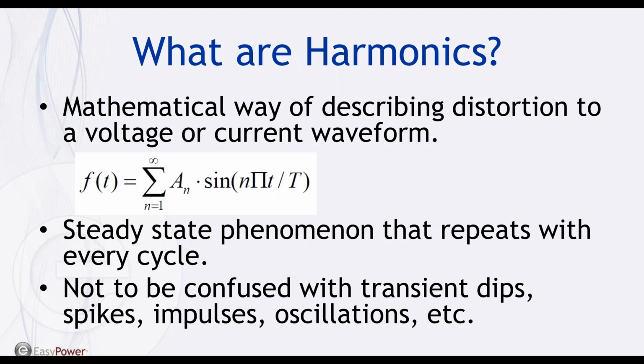So what exactly are harmonics? Well, essentially harmonics are a mathematical way of describing distortion to a voltage or current waveform. And you can see here we have a calculus problem, which is a Fourier series equation I'm sure everyone is dying to solve. However, understanding the math is not important. It's important to understand that harmonics are a steady state phenomenon and repeat with every cycle. Harmonics should not be confused with transient dips, spikes, impulses, oscillations, or things of this nature.